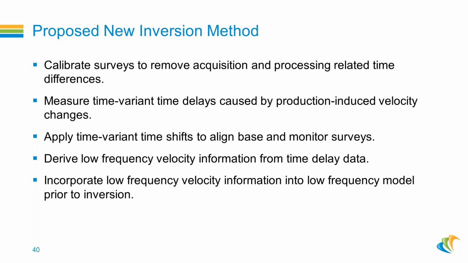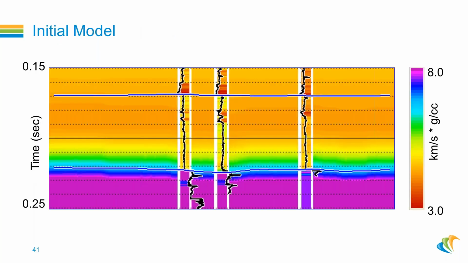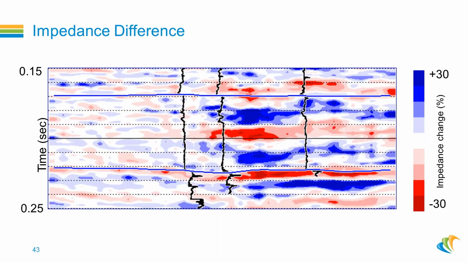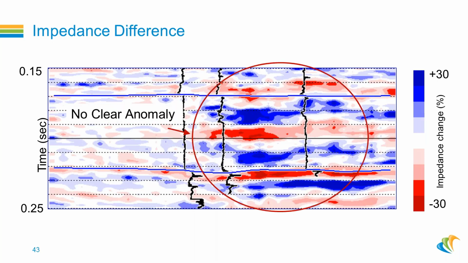So this is our initial model. That's my reservoir. This is my reservoir from here to here, and this is acoustic impedance. It's kilometers per second multiplied by grams per cc. And these are the well logs, which are acoustic impedance well logs. And this is base inversion using the same model. But you see that if I do another inversion on the monitor and calculate the differences, this area doesn't show that much clear anomaly. So it's not very clear.